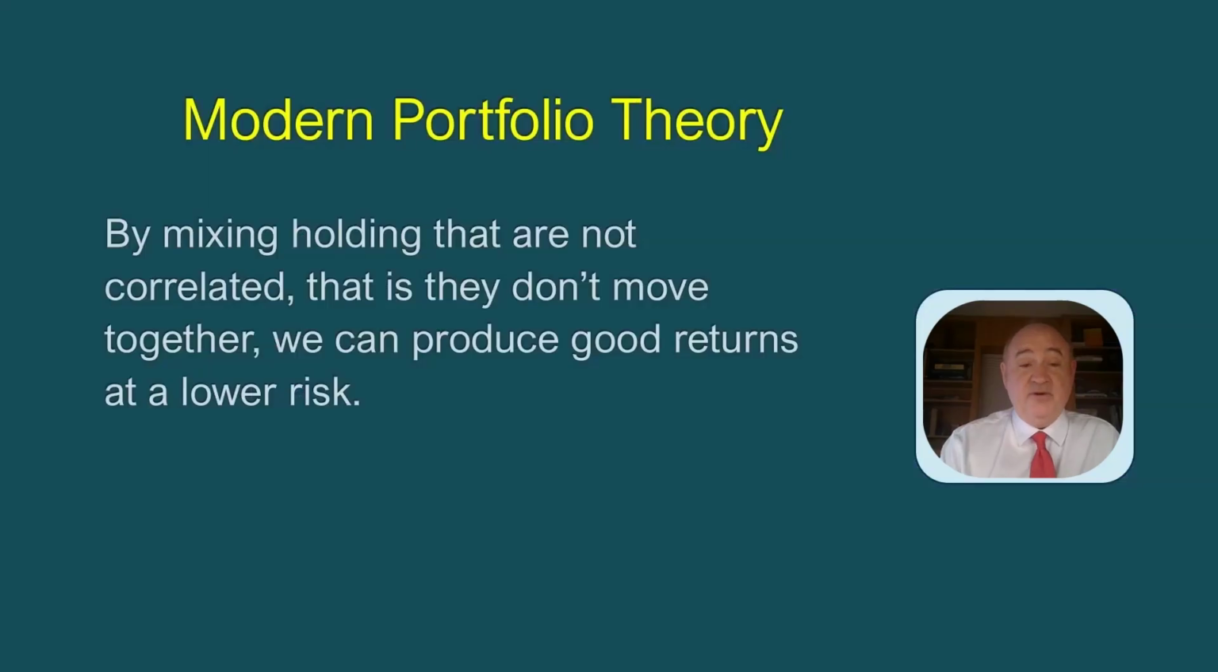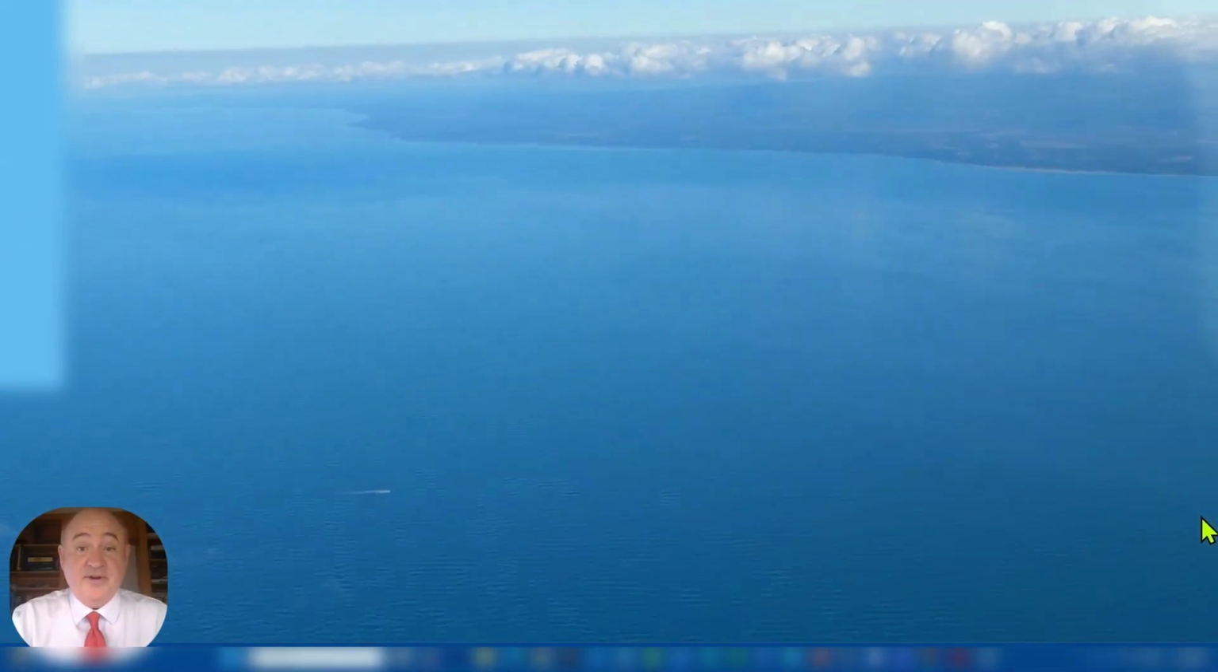So modern portfolio, in summary, by mixing holdings that are not correlated, they do not move the same, you can produce good returns at lower risk. Good returns at lower risk. That is what we want to do. We want to try to make returns that just go up. Now, it's not possible just to go up, but we can make that downside a little less by mixing in things that yang when everything else yangs. So that's modern portfolio theory in a nutshell.